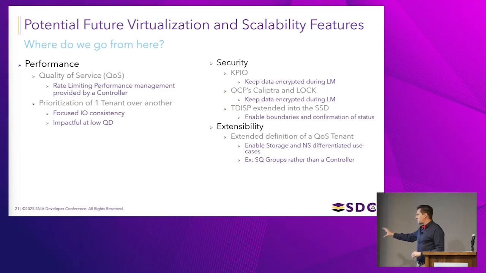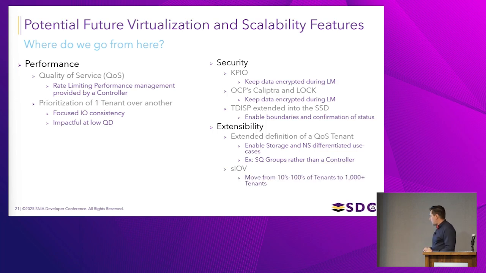And then I think there's extensibility of tenants, right? So defining a QoS tenant might enable storage versus namespace differentiated use cases, maybe using those submission queue groups rather than a controller. As NVMe is right now, we're focused on more of a controller for tenants. And I think that SIOV is something that maybe could allow from tens to hundreds of tenants up through thousands and potentially beyond. And I think that's my last slide. So I did see a question where I can jump right to that, but otherwise I'm open for discussion.